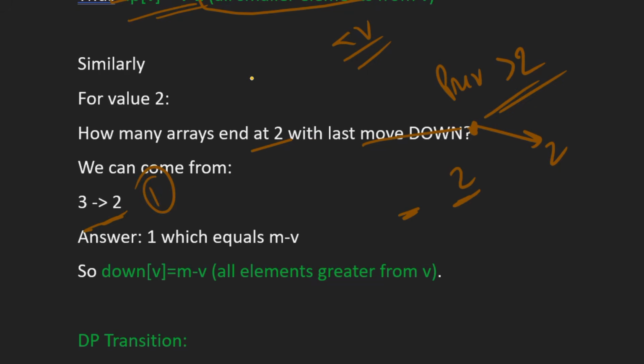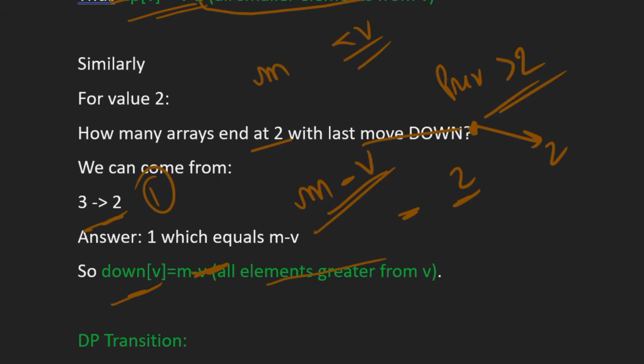So if we see, we have total m values in the range, right? And our current value is v. Then how many values are greater than v? That is total values m minus v, right? So in the base case, we store down of v is equal to m minus v. That is all the elements that are greater than v, right?